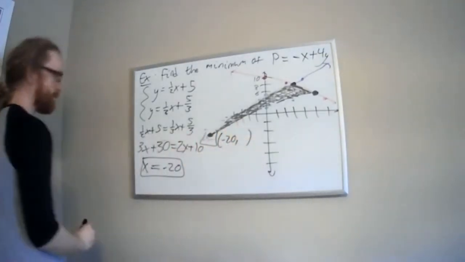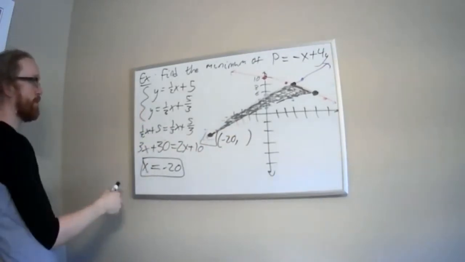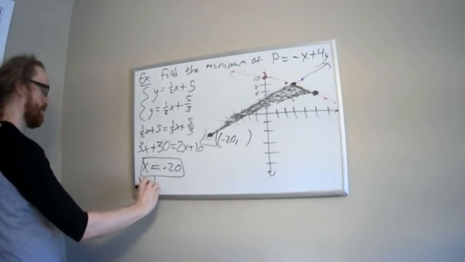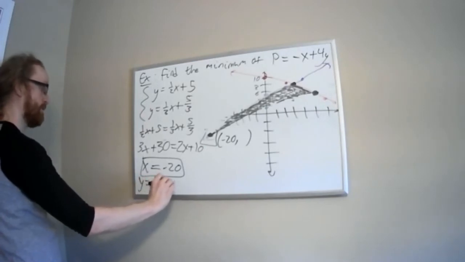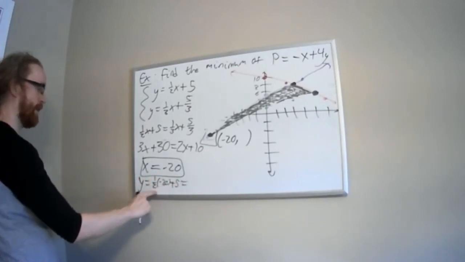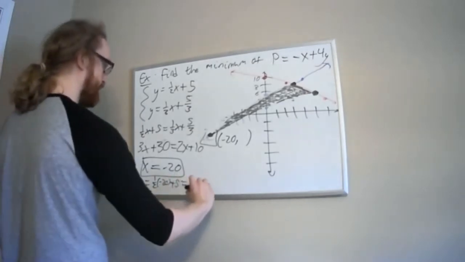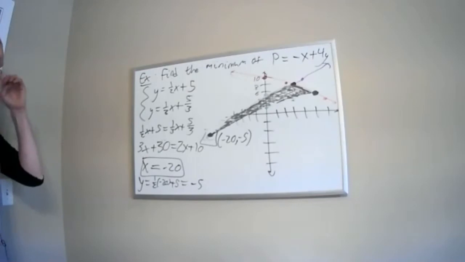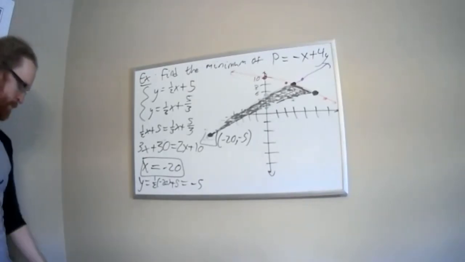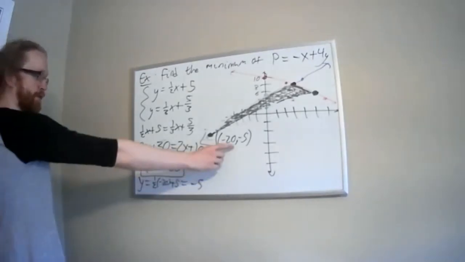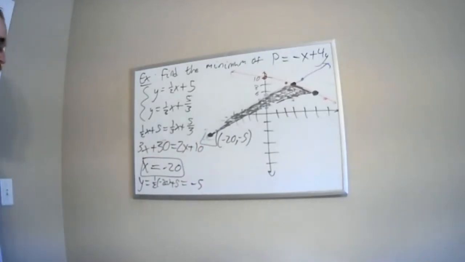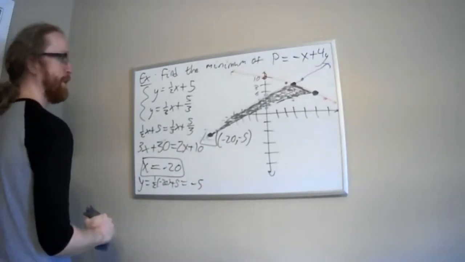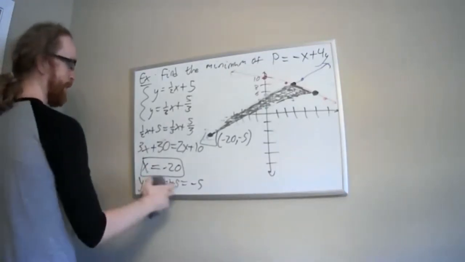So what's the y coordinate? Well, I'll plug -20 into one of these, maybe into this first equation. y will equal 1/2 of -20 plus 5, which means -10 plus 5, that's -5. So I think -5 is our y coordinate. Okay. So this corner point is (-20, -5). Next, we find the other two corner points.